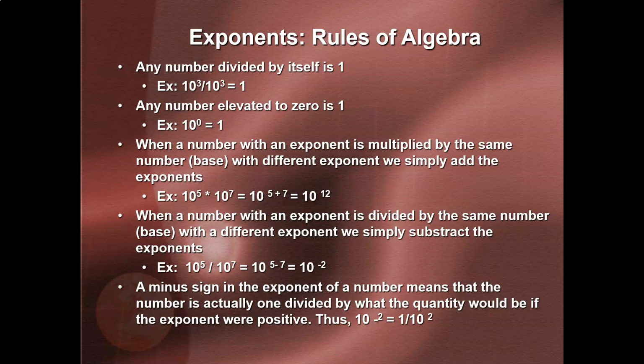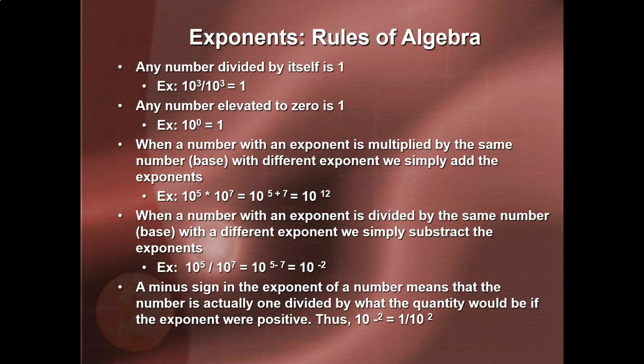Now, do we do the same thing with division? No, we don't. So for division, we're going to do the opposite, which will be subtraction. So if you have 10 to the 5th divided by 10 to the 7th, then we get 10. We keep the same base, right? 10. And then we're going to subtract 5 minus 7, which is minus 2.